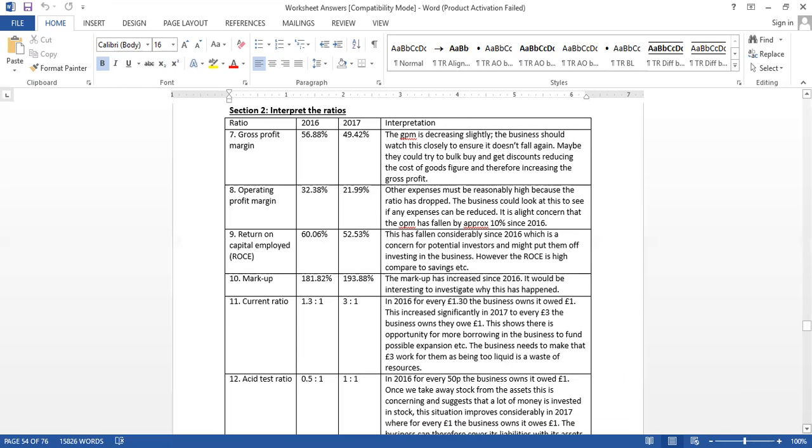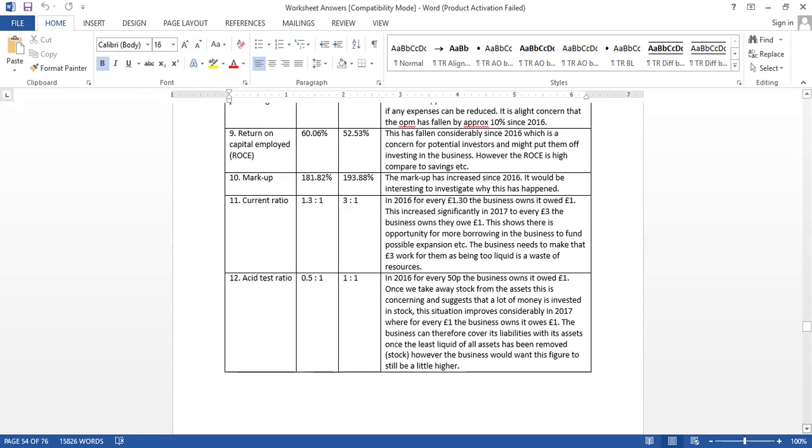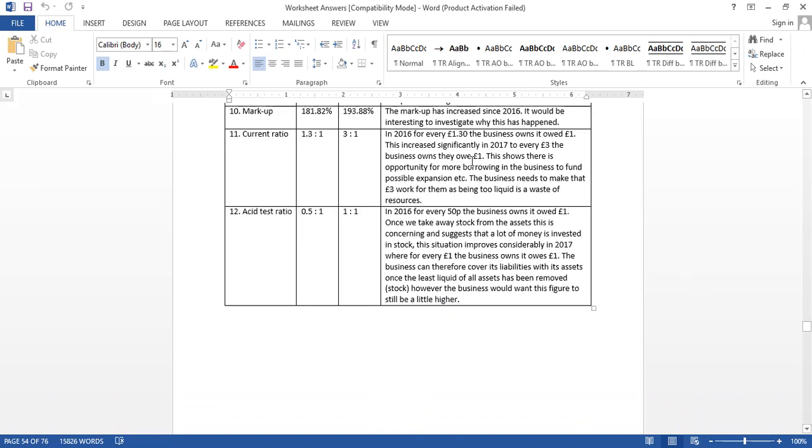Look at the current ratio. The current ratio was 1.3 and it increased to 3.1. In 2016, for every 1.3 the business owned, it owed £1, and it increased significantly in 2017 to 3:1. That is, for every £3 the business owns, it owes £1, 3:1. Three current assets to one current liability. This shows there is an opportunity for more borrowing in the business to fund possible expansion.